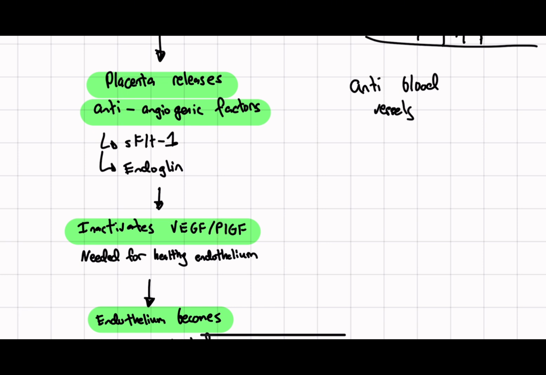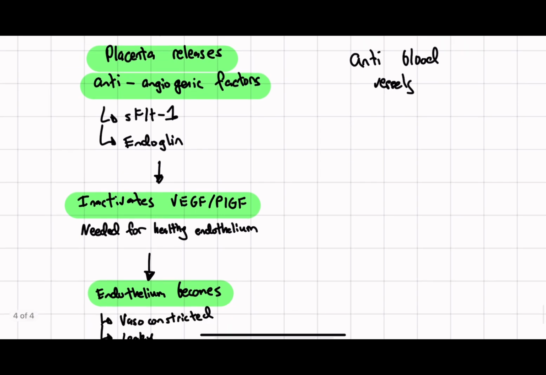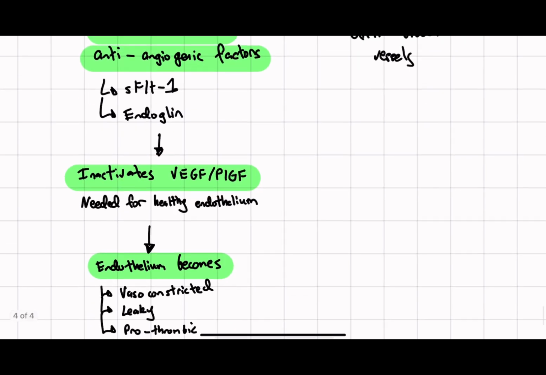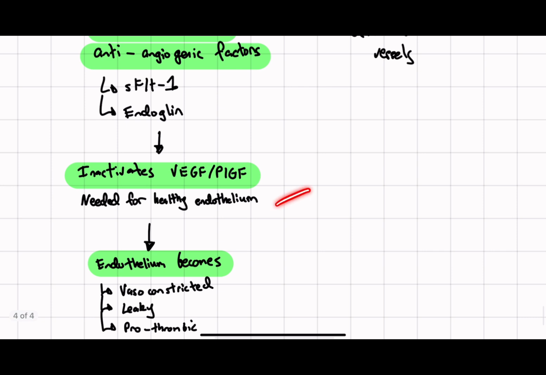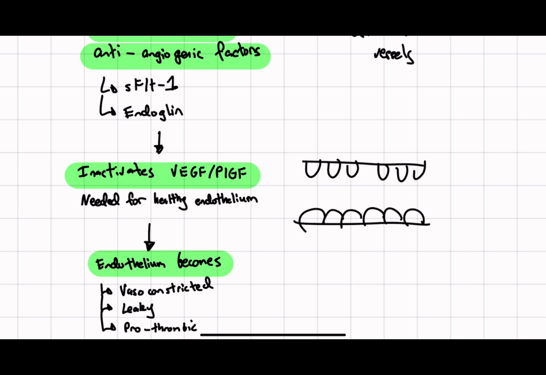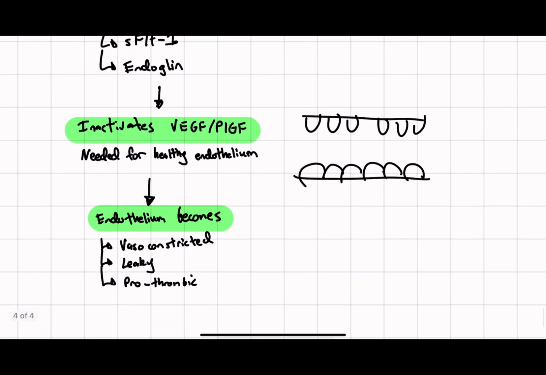And what it will do here is start inactivating them, and this is what we need for a healthy endothelium. So endothelium meaning the cells that make up the vessels, right? Basically, if you have your blood vessels, the endothelial cells line the interior of your blood vessels, and it's going to start affecting them. So what do they end up doing? Basically, when you restrict VEGF and PlGF, the endothelium is going to become vasoconstricted. So it's definitely going to become smaller.